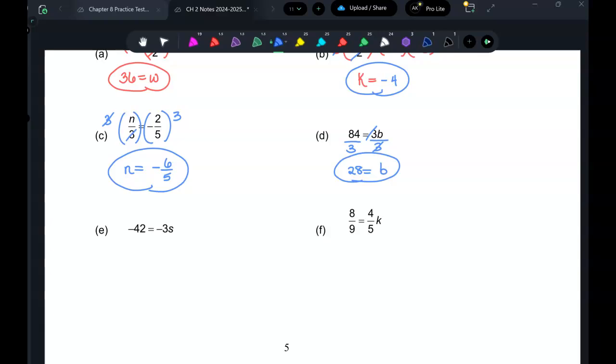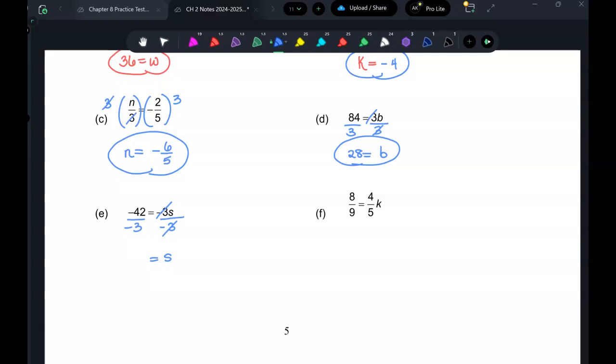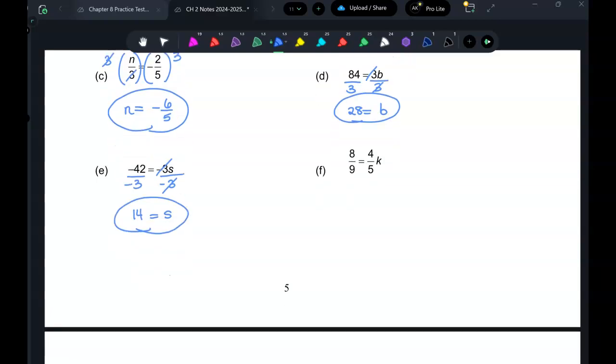Okay, Rachel, go ahead. What are we going to do for E? Divide both sides by negative 3. We're on E. So what's 42 divided by 3? 14. Is it positive or negative? Positive. Good, positive.